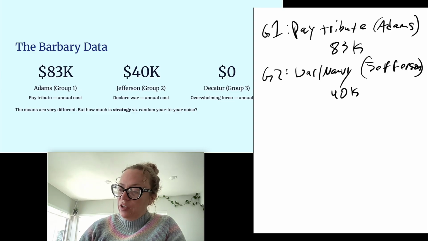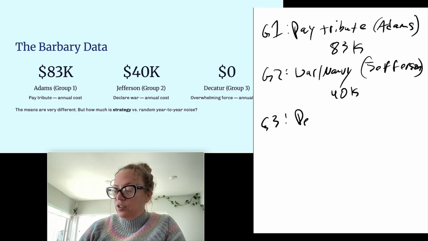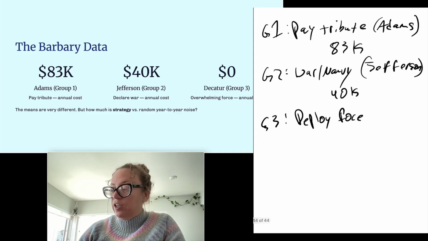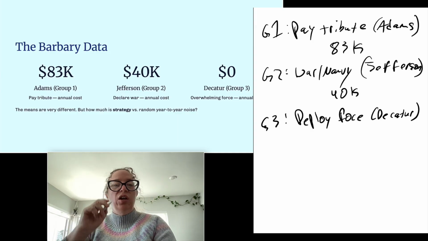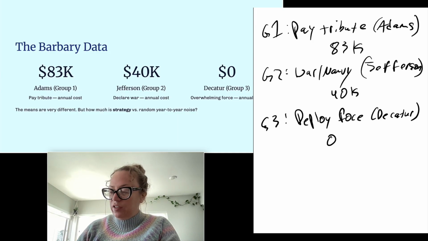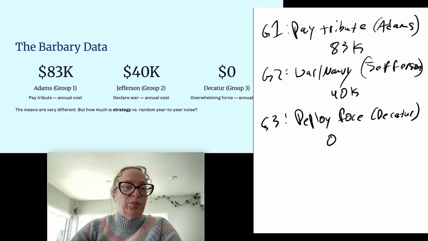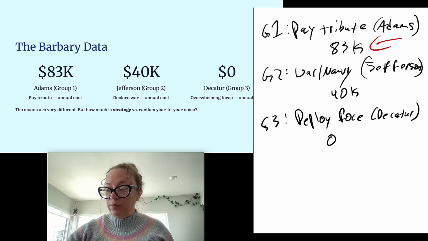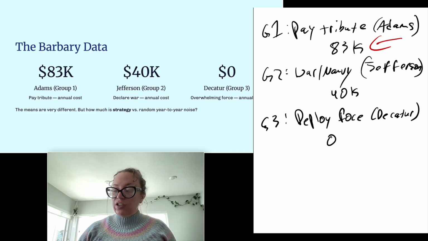And then group 3: deploy overwhelming force on the land with the troops, collect reparations, make them pay us back. That was the Decatur approach, Stephen Decatur. So what's the annual cost of that? It doesn't cost us anything. It's $0. So the means are different. The averages are different. The Adams years are expensive. The Decatur year is 0.